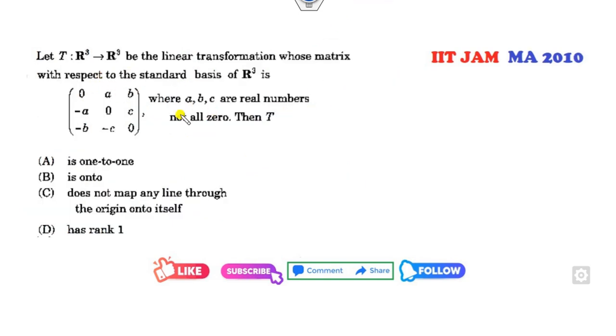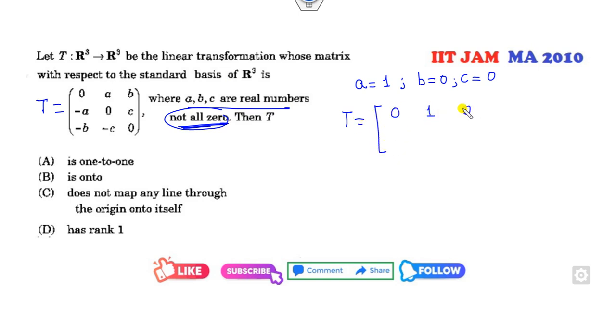Okay, capital T is the mapping from here. A, B, C are real numbers, not all 0. I can assume A is 1, B is 0, C is 0, because not all are 0, the rest can be 0. So if I say capital T is this, what is that? It's 0, 1, 0, minus 1, 0, 0, 0, 0, 0, fine. It's R3 to R3, it's a 3 cross 3. Then 1, 1 on 2 and so on.